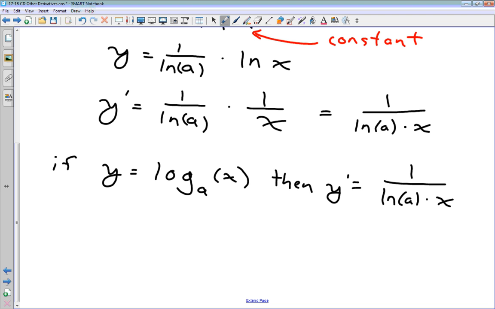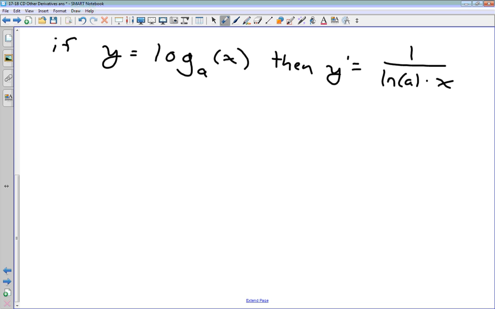So it's like you've got the same derivative rule. It's 1 over whatever the argument of your ln function is, but you've just got this other factor of ln of your base working itself in there to compensate for the fact that you're not working with base e anymore.